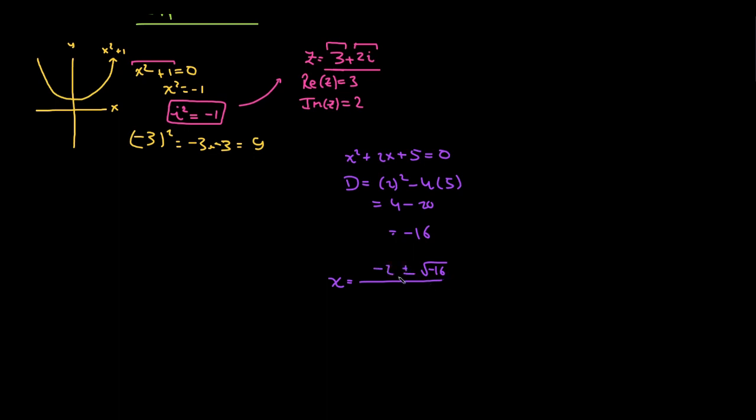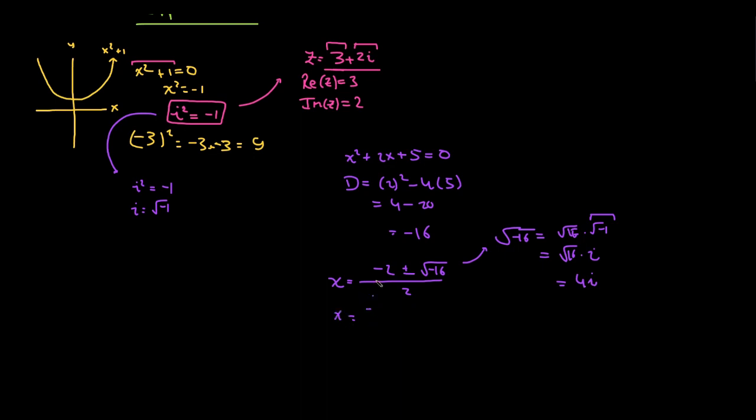Minus 2 plus or minus the square root of -16, divided by 2. But actually, what we can say is that this square root of -16 is just the square root of 16 times the square root of -1. And we know that if you take the square root on both sides of i squared equals -1, then you get that i is the square root of -1. So this is actually the square root of 16 times i, which means it's 4 times i.